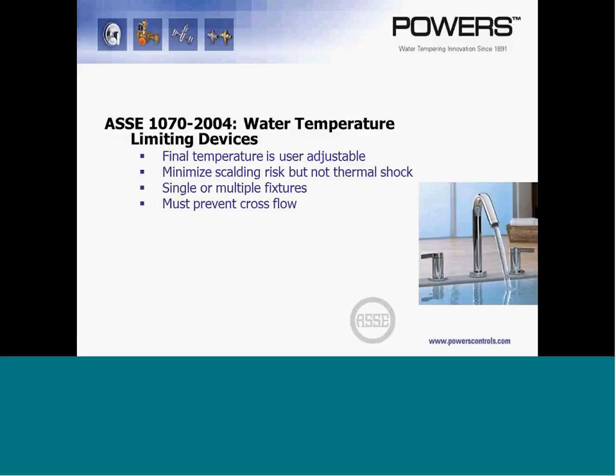So with a 1070 device, the final temperature can be user adjustable. It's to minimize scalding risk, not thermal shock. That's a difference from 1016. 1016 is intended to minimize the risk of thermal shock, which is sudden changes in water temperature that may cause the bather to move suddenly and fall or slip. That's part of the shower valve standard. It's a little more critical in a shower than, let's say, a hand washing situation. So it's intended for single or multiple fixtures, and obviously you've got to be able to prevent crossflow, so there are checks or check stops as part of the valve.